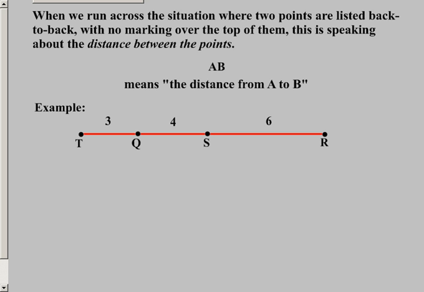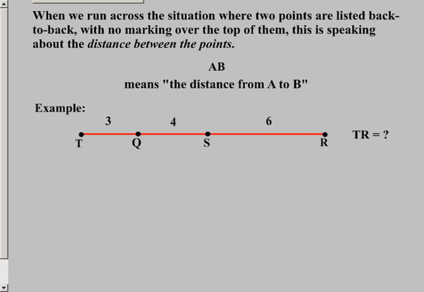That 3 only extends to the left and to the right until it runs into the next point. So 3 is the distance between T and Q, 4 is the distance between Q and S, and 6 is the distance between S and R, and that's the way it will be forever on all the problems that we work with in geometry.